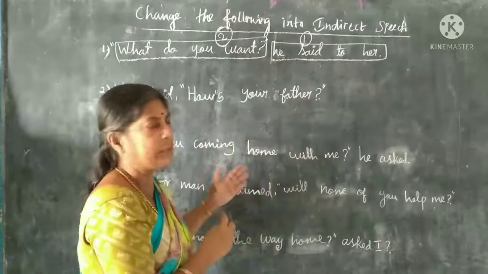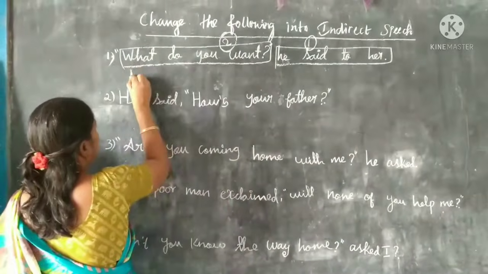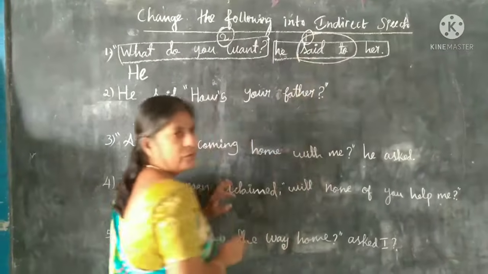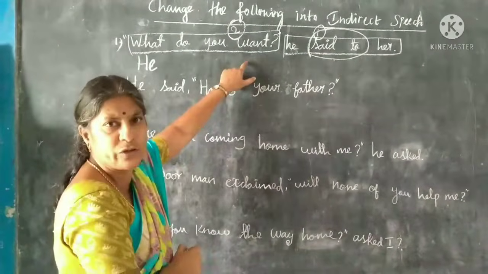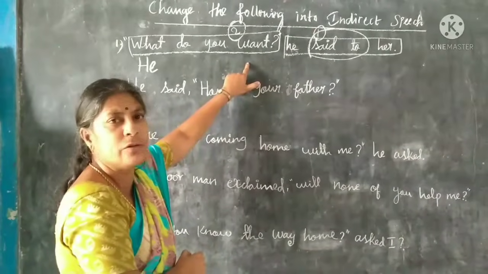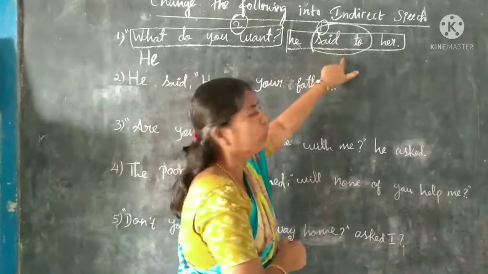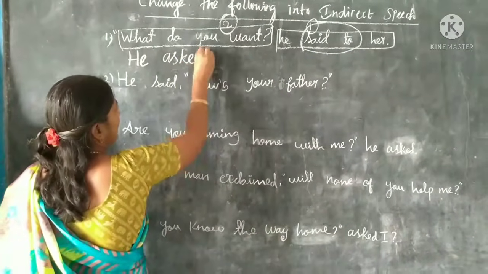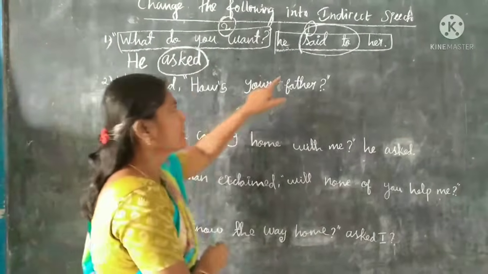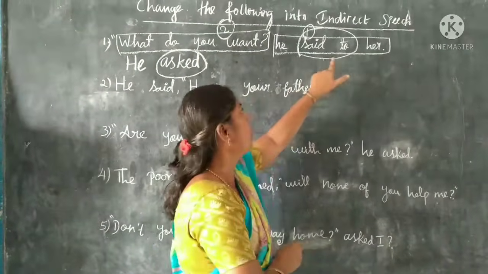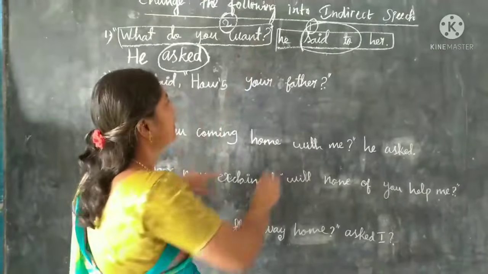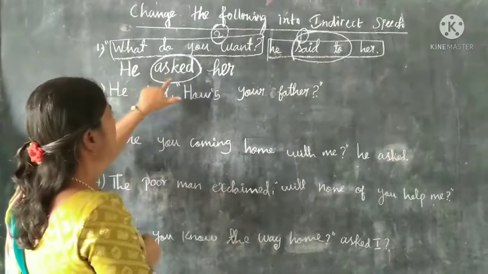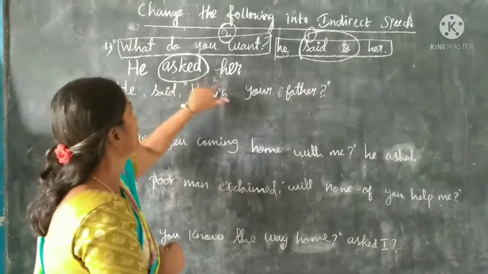First bring the first part here. He said to her. You can write he. Said to is changed into ask. Why? Because it is a question type, interrogative type. So you can change said to into ask. He asked. Listen here. Why did I write the word ask here? Because said to is changed into ask, as it is a question type. He asked. To whom? He asked her.